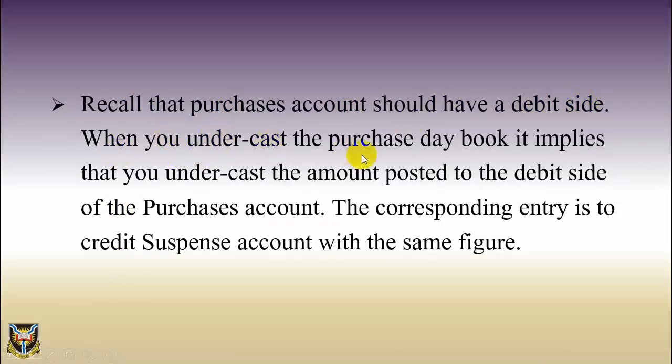When you undercast the purchase day book, it implies that you undercast the amount posted to the debit side of the purchases account. To correct this error, you will debit the purchases account with 10,000 in order to add back the amount undercast. The corresponding entry is to credit suspense account with the same figure.